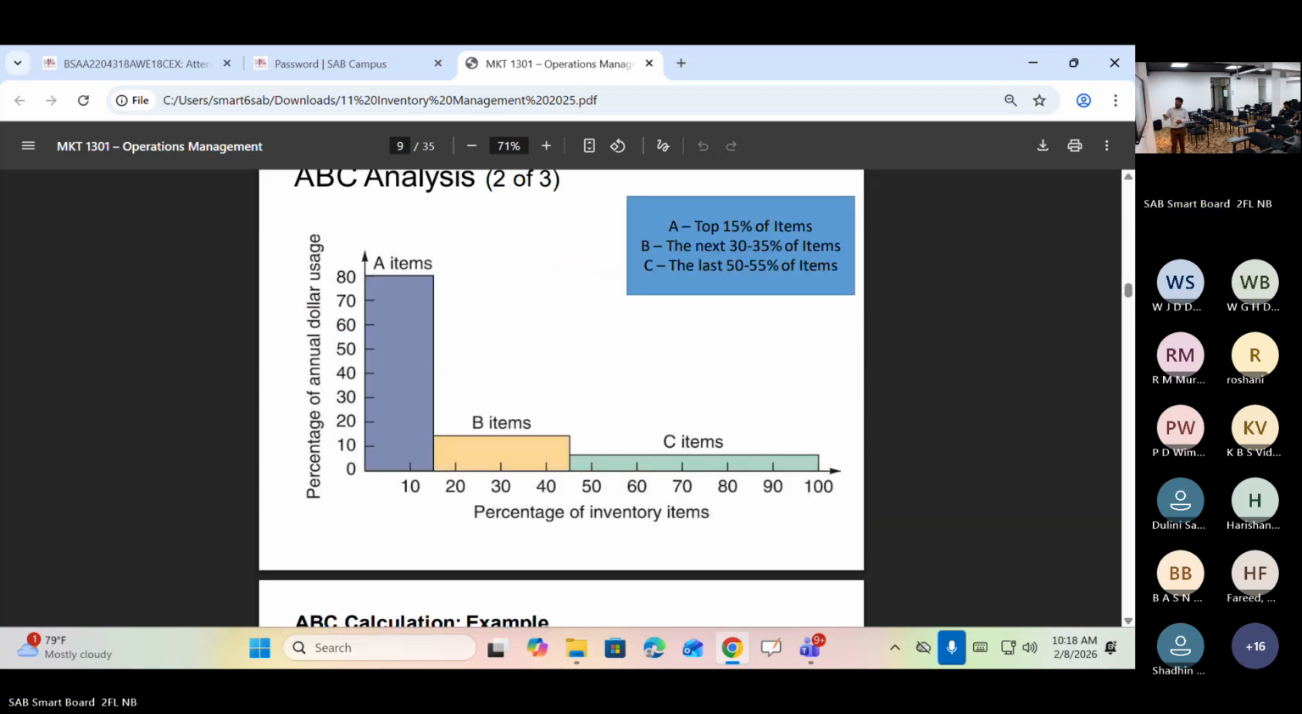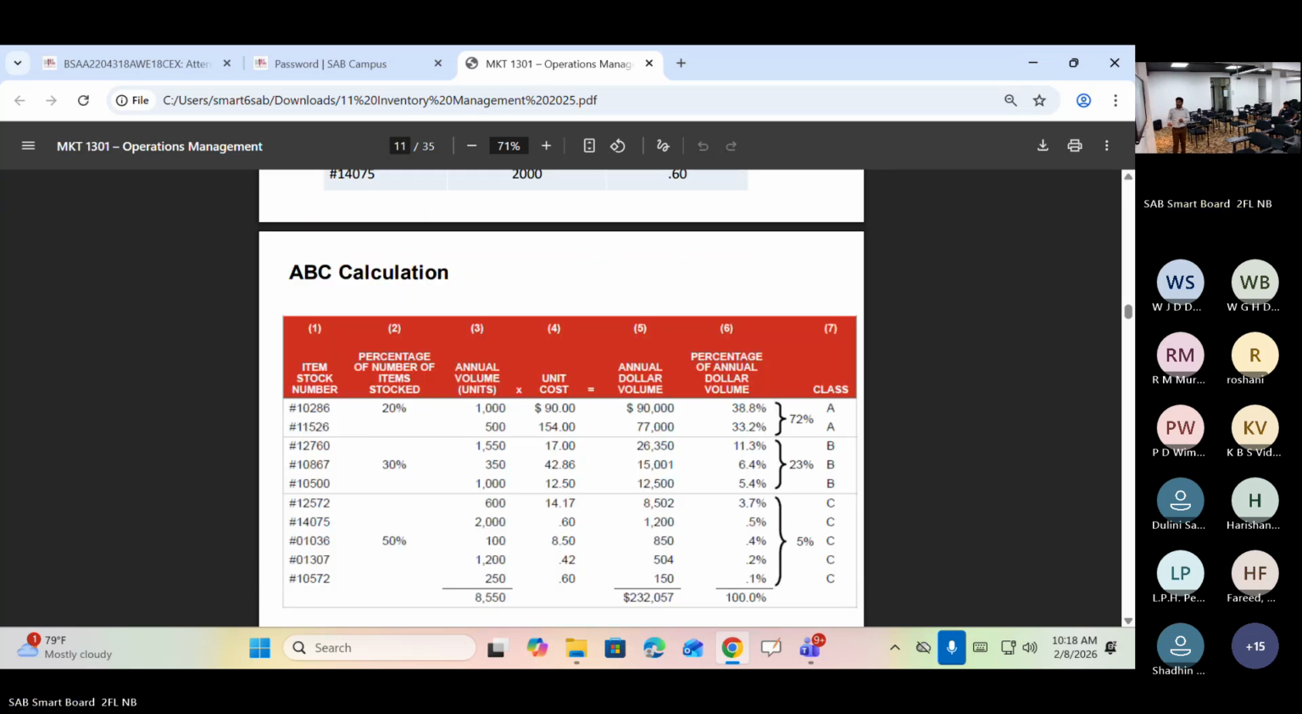The next, out of the total value, is around 10 to 15%, and in terms of items, 30 to 35%. So let's say it's around that, they have included the next three items into class B. Together, it accounts for 23% of value, 23% of dollar volume, and together, 30% of the number of items. The remaining items are classified under class C.